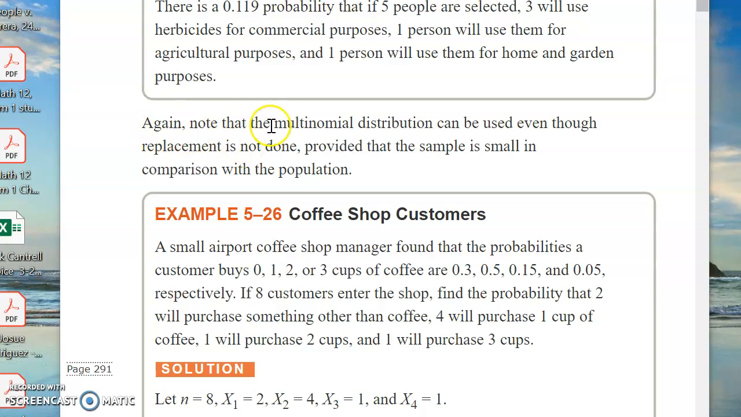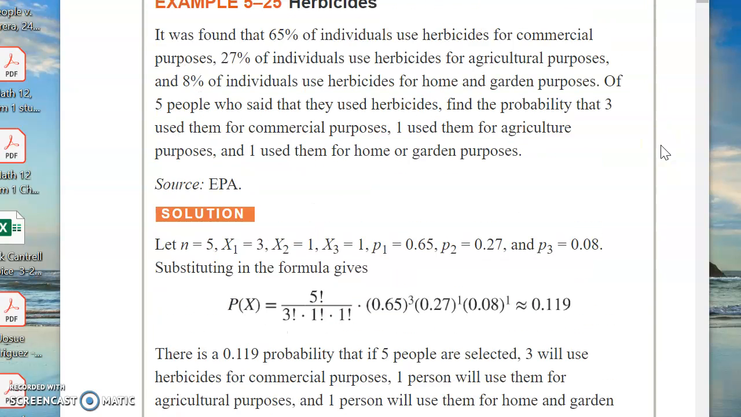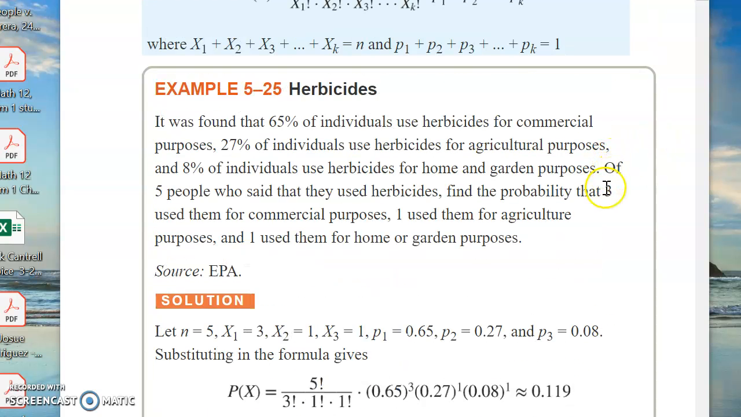However, there is a concept here. It says, again, note that the multinomial distribution can be used even though replacement is not done, provided that the sample is small in comparison with the population. So we had that example before about people that went to the doctor, a very small sample. We didn't replace them, but the sample size compared to the entire population is so small that we basically say, well, it's close enough for government work.